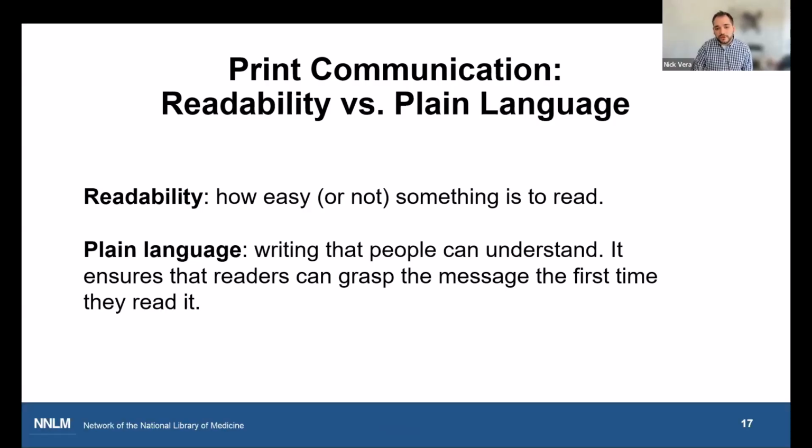So there are two concepts that people sometimes confuse, plain language and readability. Readability is how easy something is to read. Readability is measured in terms of grade levels. The NIH recommends that the readability of a patient information material be no higher than a sixth grade level. There are readability calculators that you can utilize to see the grade level of a document, and these formulas are based primarily on sentence and word length.